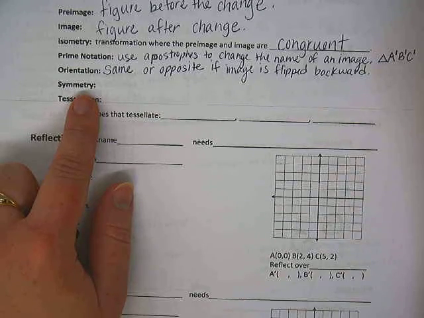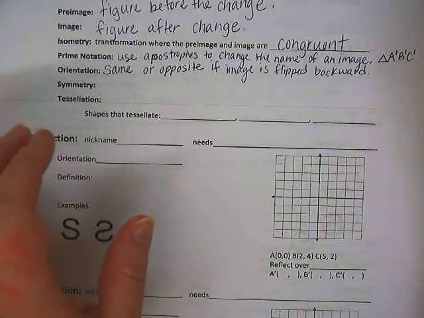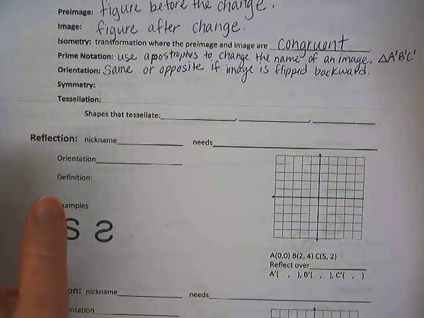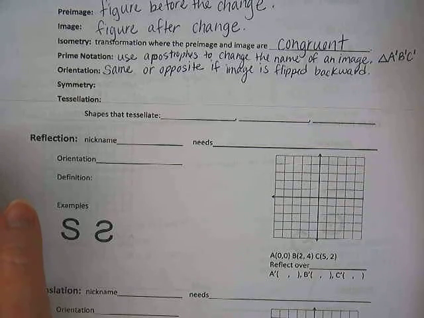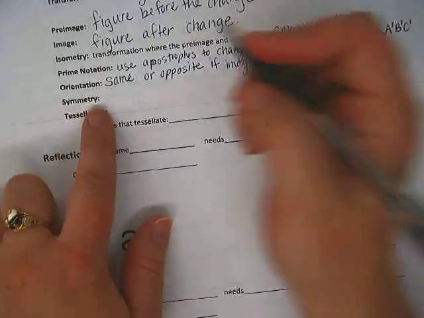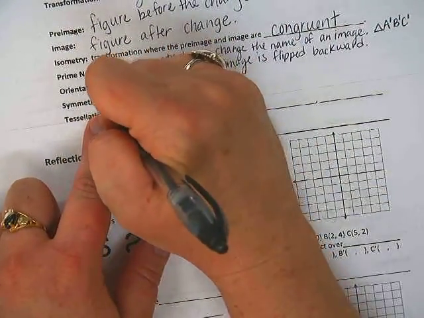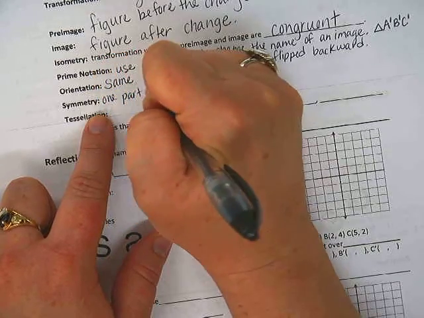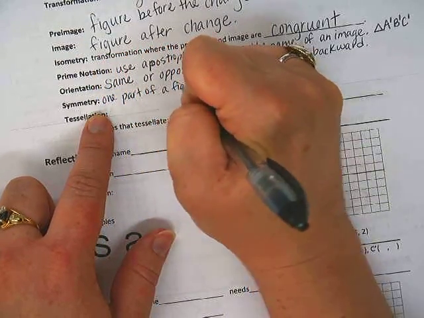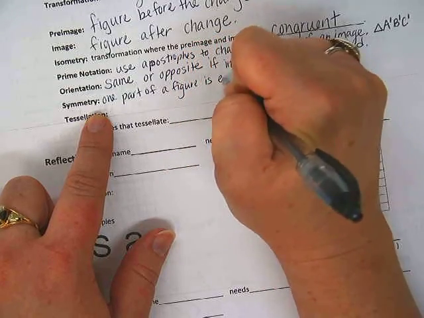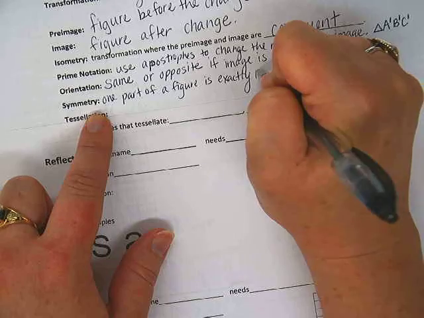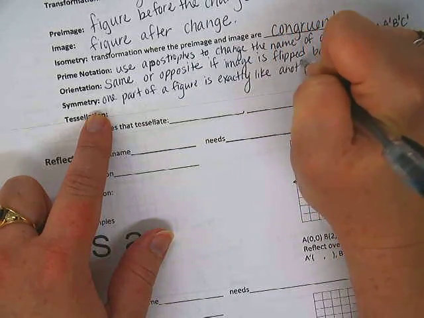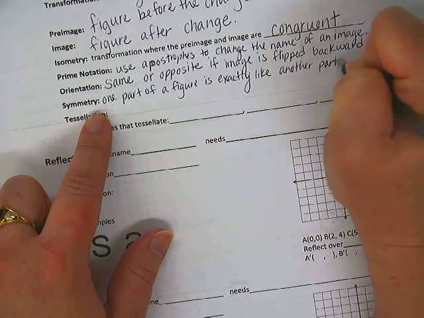Symmetry. Does anybody know what symmetry is? Symmetry is where one part of a figure looks exactly like another part. Okay? Yeah, how did you say it again, Tyler? Two sides are the same? Well, it doesn't have to just be. Yeah, something like that. Good job. Okay, so symmetry is where one part of a figure is exactly like another part.